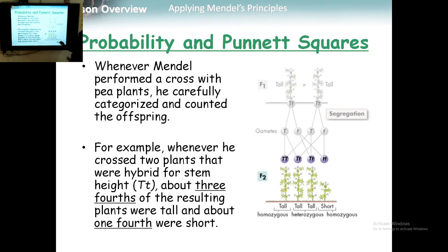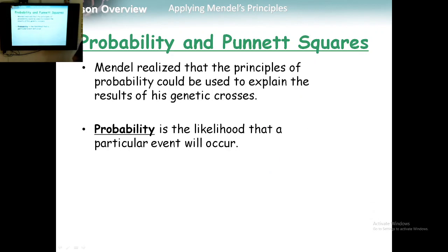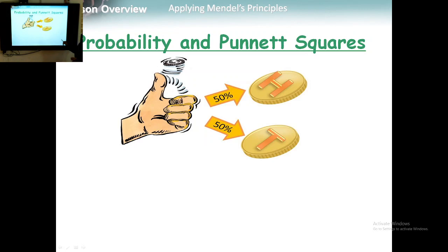At this stage we need to count and find the probability. 3 out of 4 are tall, while 1 out of 4 is short. Mendel realized that the principles of probability could be used to explain the results of his genetic crosses. So probability is the likelihood that a particular event will occur. So we have chances here.